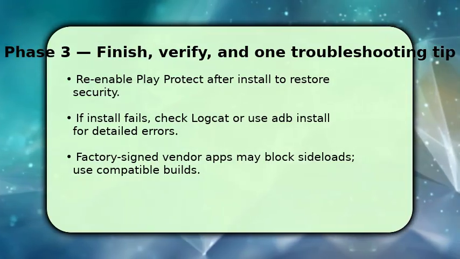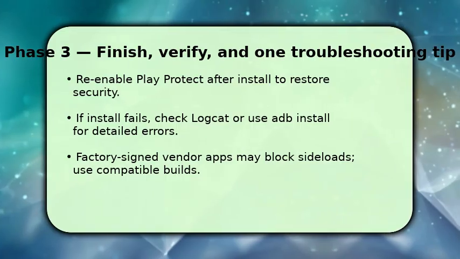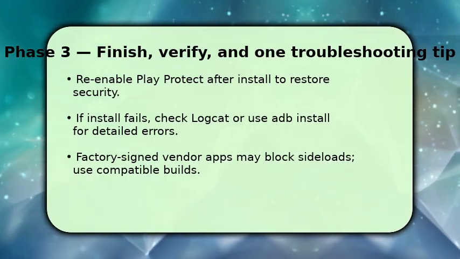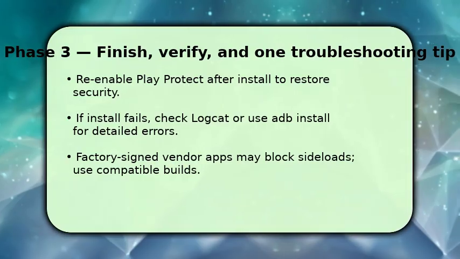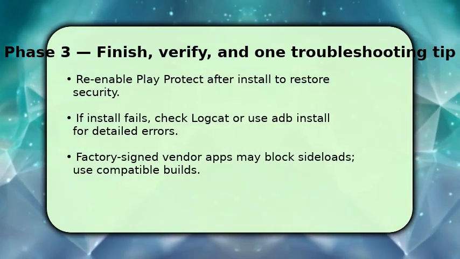One troubleshooting tip: check Logcat or the DB error text. Common messages tell you whether to change the package name, uninstall an existing app, or rebuild with the correct signing key. Once resolved, you can run the app safely.